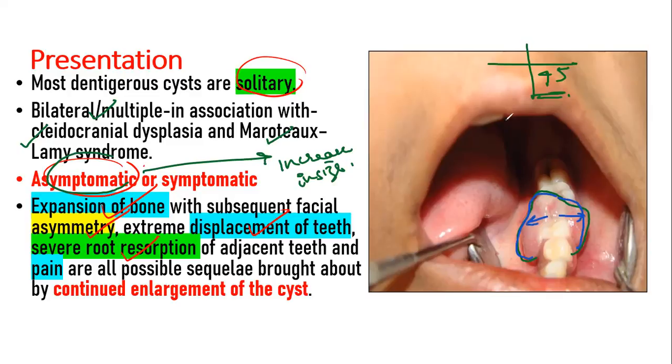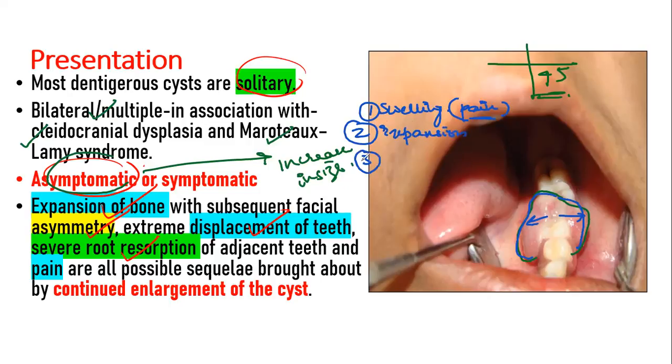First of all, there is an obvious swelling in the mouth, which may or may not be associated with pain. Okay, smaller ones are usually asymptomatic, painless. If it increases in size, it might be associated with pain. The second thing is, it is causing expansion of the bone. It is causing expansion of your buccal and lingual cortical plate, right? So the second thing is expansion of bone.